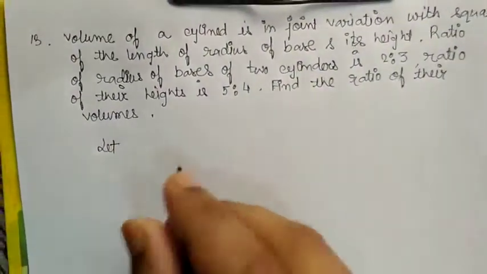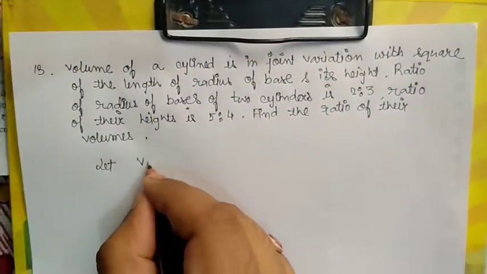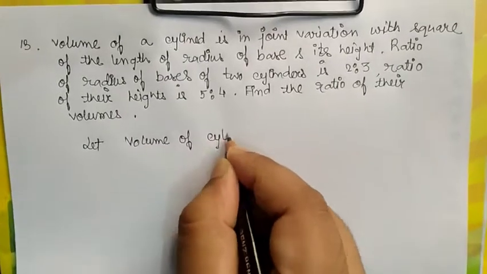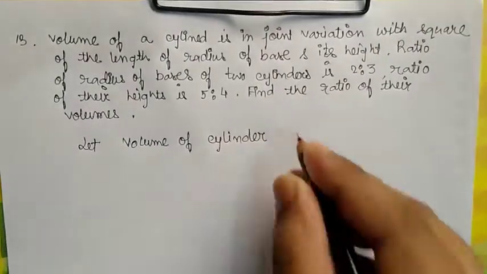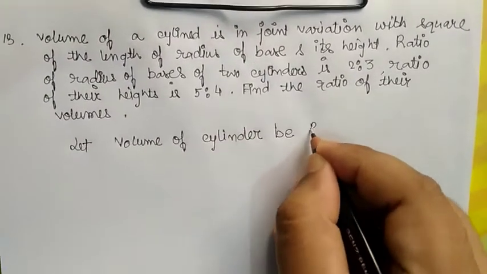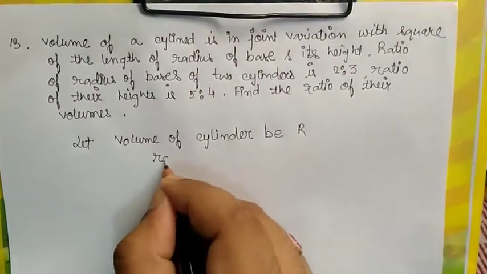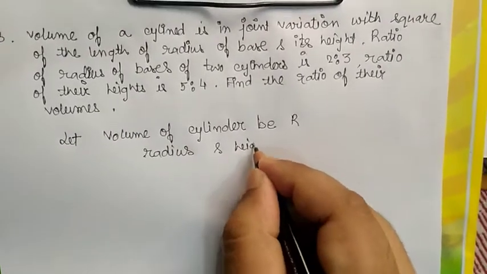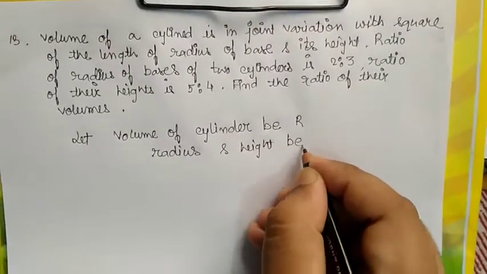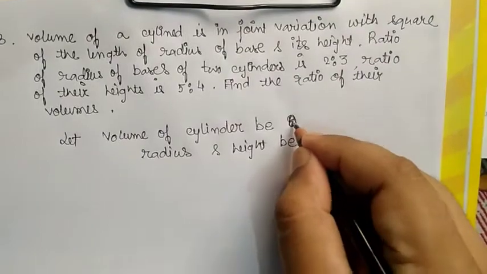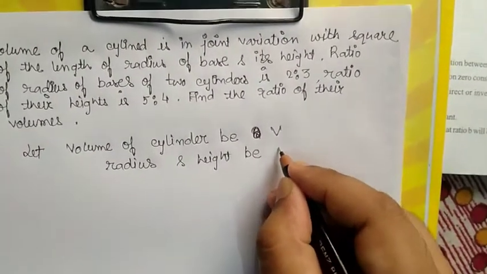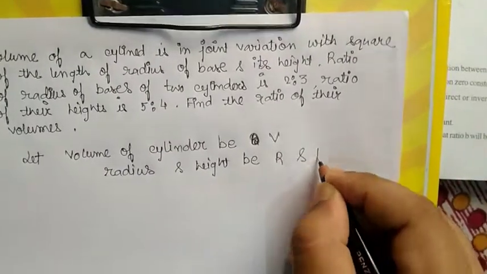Now let the volume of the cylinder be V, radius and height be R and H. Sorry, this should be V for volume, and radius and height should be R and H.